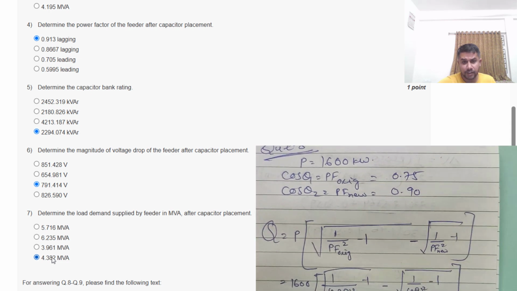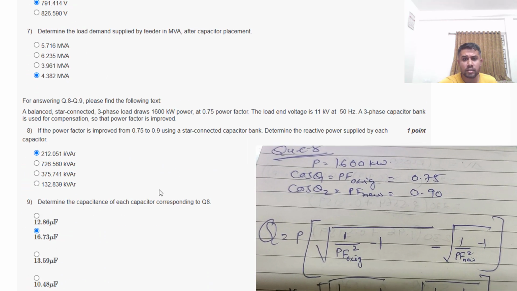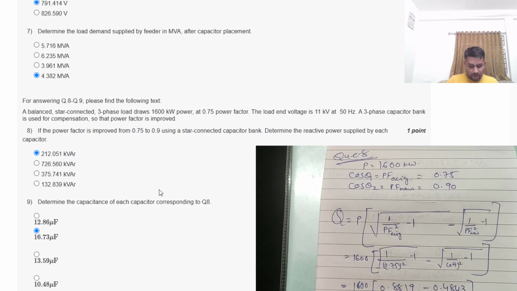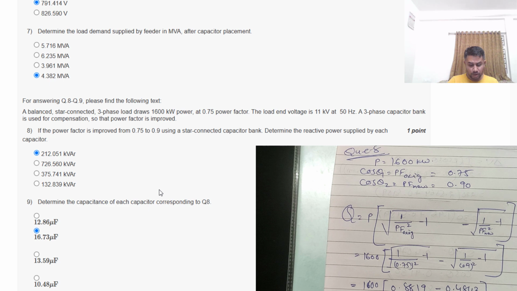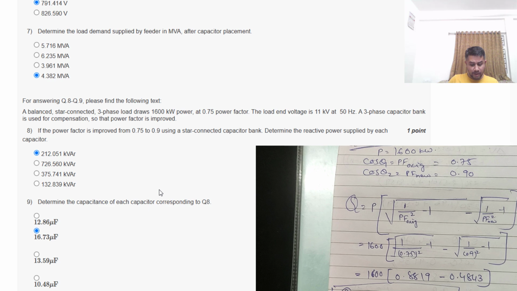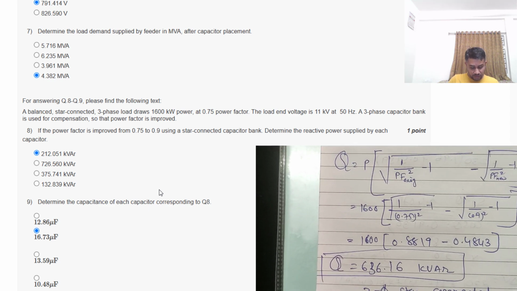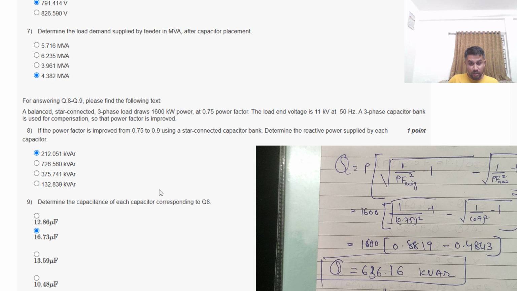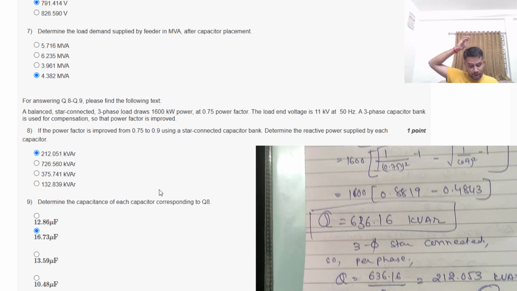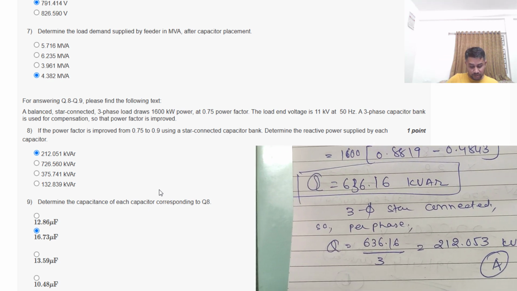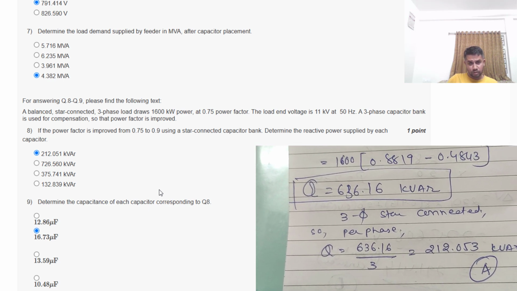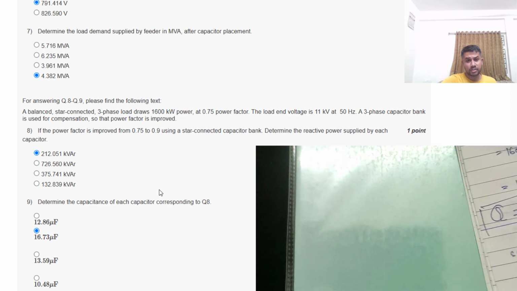Now in question number 8, we have to find the value of reactive power supplied by each capacitor. The original power factor cos theta 1 is 0.75 and the improved power factor is 0.9. Q calculated by this formula is 636.16 kVAR. As mentioned, it is a 3-phase load and star connected, so Q equals 636.16 divided by 3, which is 212.053 kVAR. So the answer is A.